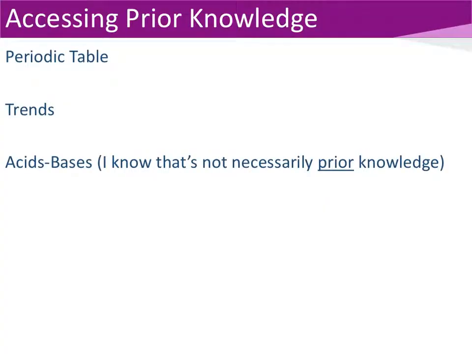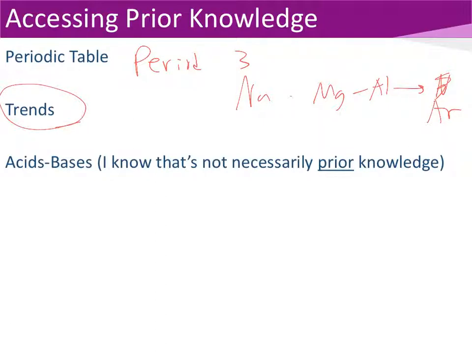In terms of your prior knowledge, certainly the periodic table and remembering period 3 and what that looks like, the third period. This is from sodium to magnesium to aluminum all the way over to argon. I was about to write neon, all the way over to argon. That's period 3. Certainly trends in the periodic table will be important, and of course acids and bases. I know that's not necessarily prior knowledge because we're really just beginning this acids and bases unit, but certainly I think you know enough to move forward with this video.